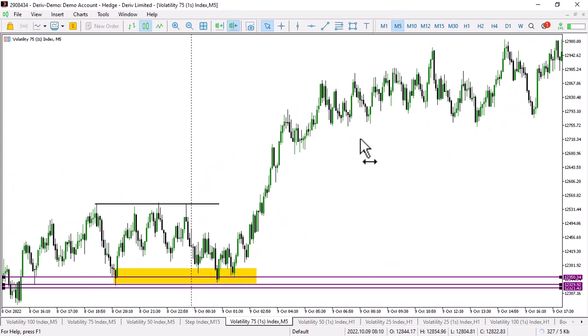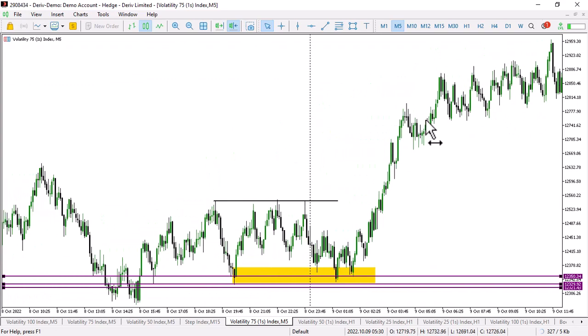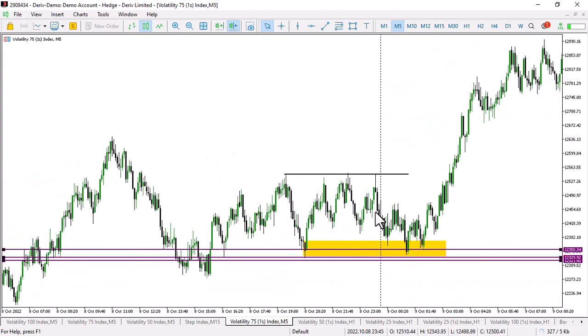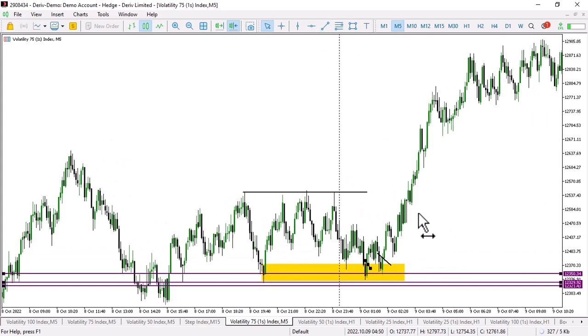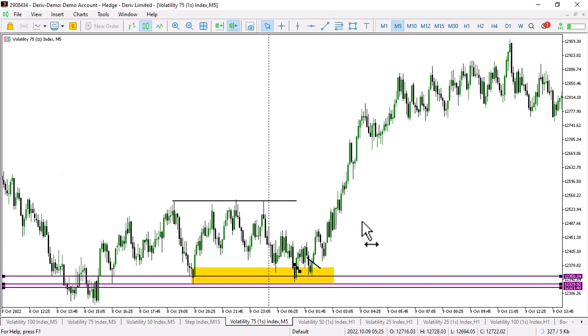So if you are someone who is very much acquainted with order blocks, you know where your stop loss is going when you enter here. It's either you are going to get your entry at this particular point, or you're going to get your entry at this particular point. It was all depending on what you were seeing as a trader.